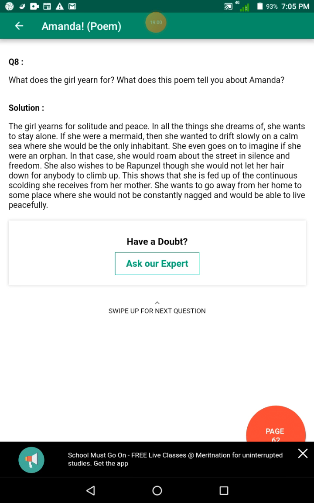What does the girl yearn for? What does this poem tell you about? Please make a note of this, children. From the beginning of it, what does she want? Why does she say all those things to her mother? Why? I want it in one line. Tell it.